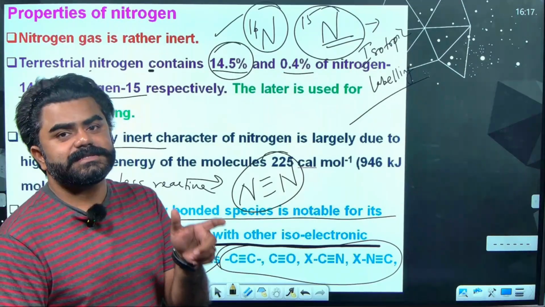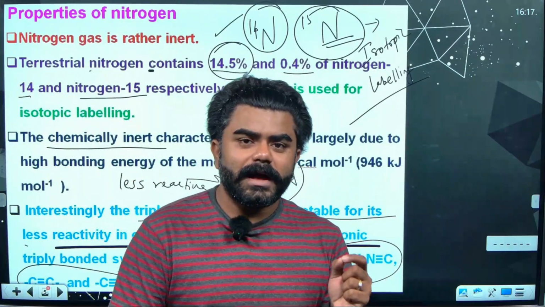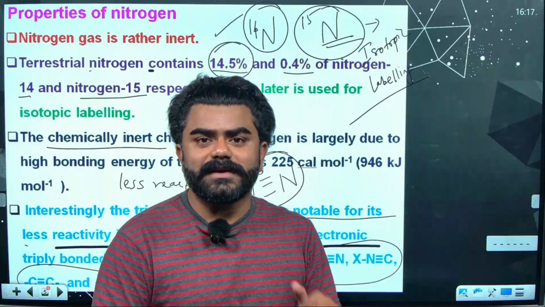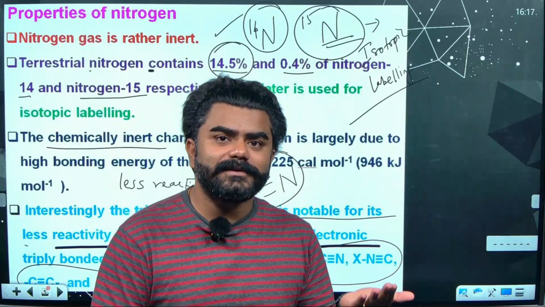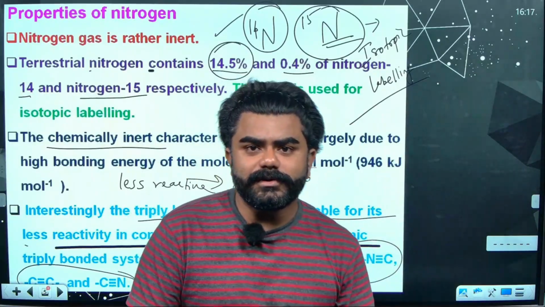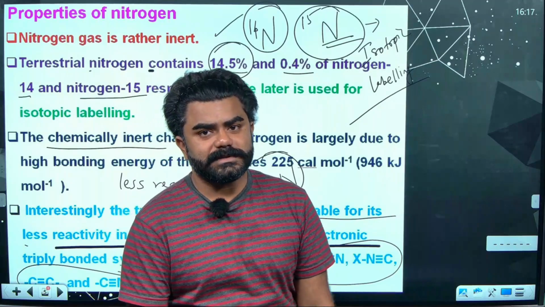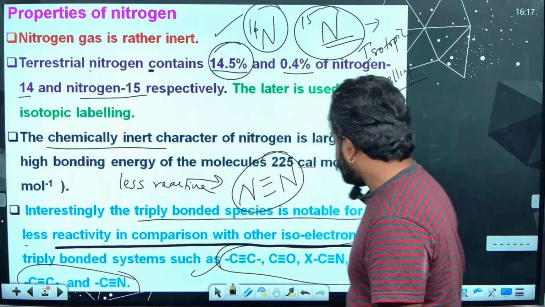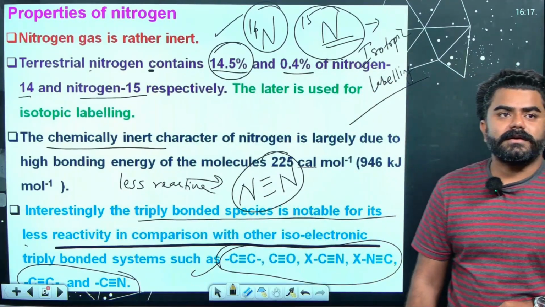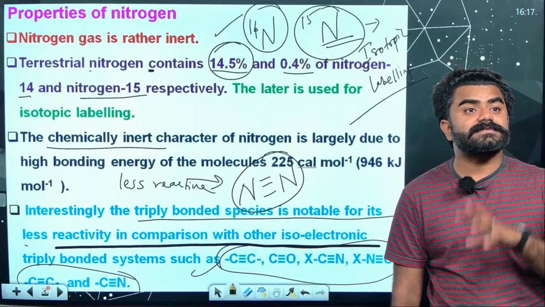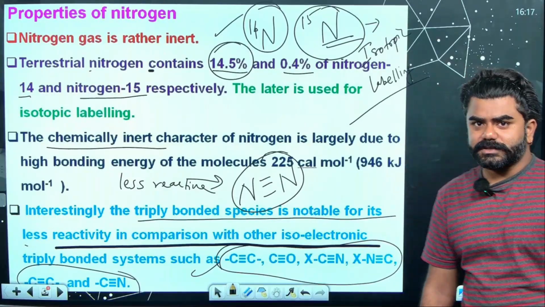யூஸ்வலாக ட்ரிபிள் பாண்டட் சிஸ்டம்ஸ் வந்து ரியாக்டிவாக இருக்கும், ஆனால் நைட்ரஜன் though it is having a triple bond, it is not reactive as much as the other triple bonded compounds. That's what they are trying to say. That's why it is also used as a gas which gives an inert atmosphere in chemical reactions.